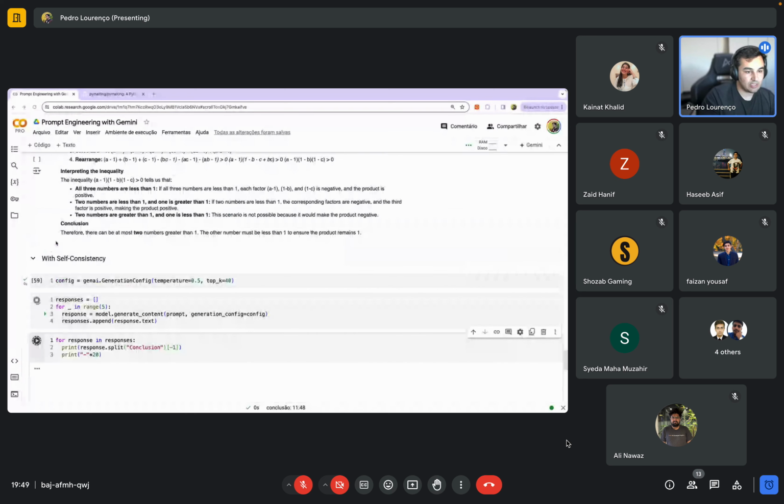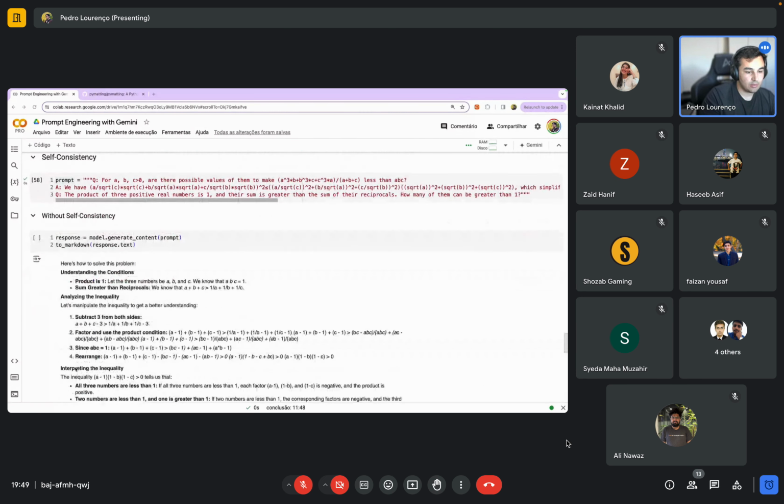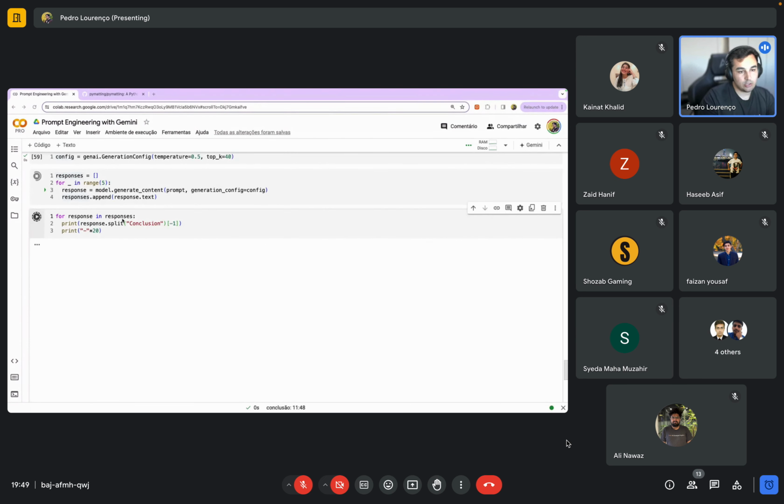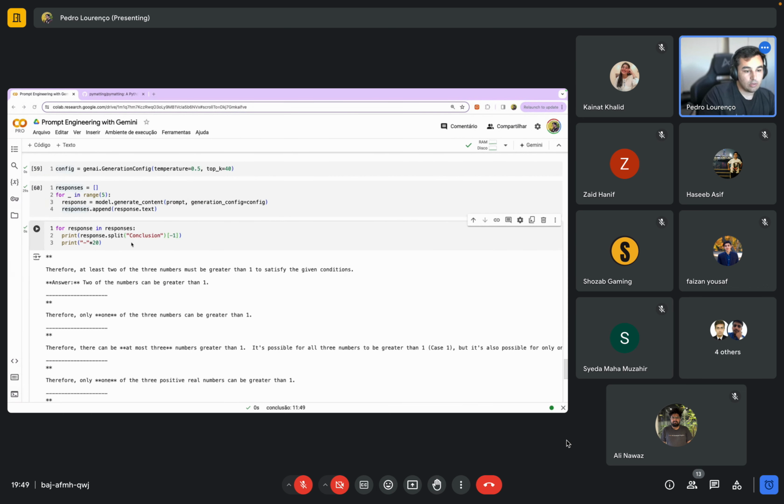So look, I made a small parsing here. This is the first answer: 2 of the numbers can be greater, so it's wrong. Only 1 of the 3 numbers can be greater. Yes, this is right. Therefore, it can be at most 3 numbers. Wrong. Only 1 of the 3, it's right. At most 2. So you can see it made the guess right 2 of the times.